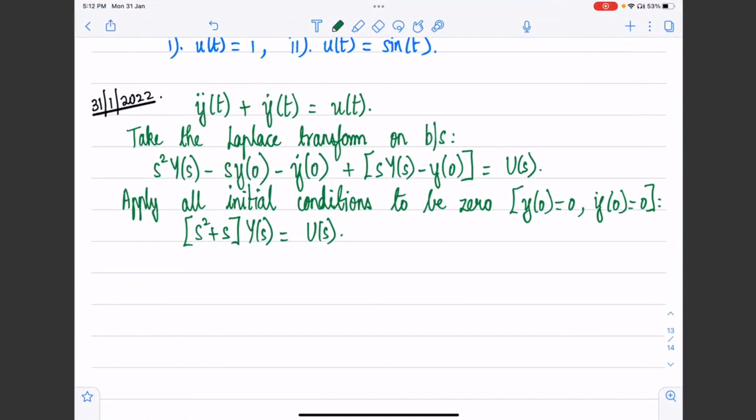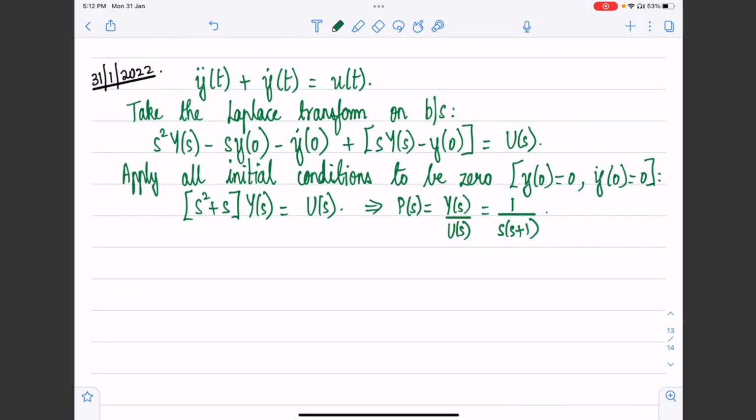As I was saying, if you take the Laplace transform on both sides and apply zero initial conditions, this is what we get. Then we take the ratio of the Laplace transform of the output to the Laplace transform of the input to get the transfer function. Consequently, the transfer function becomes 1 divided by s squared plus s. I can rewrite that as 1 divided by s times s plus 1, right? So that's what happens to the transfer function.